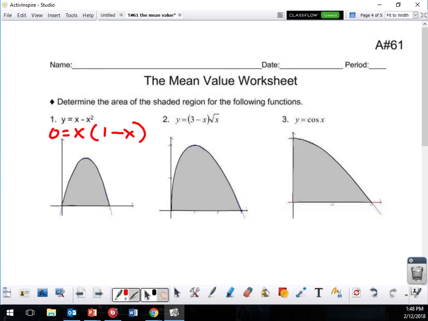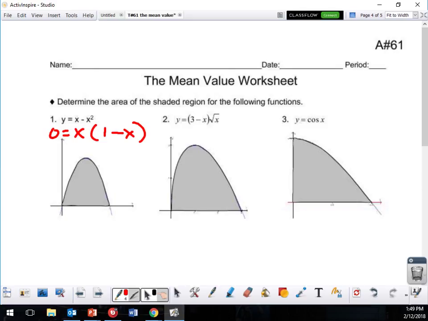Now, if I'm going to do the same thing again, let's take a look at number 2, before you guys do your math. What is my lower bound? Zero. It's already factored for you, so the rad x is going to give you zero, isn't it? And then this is going to give you positive three.